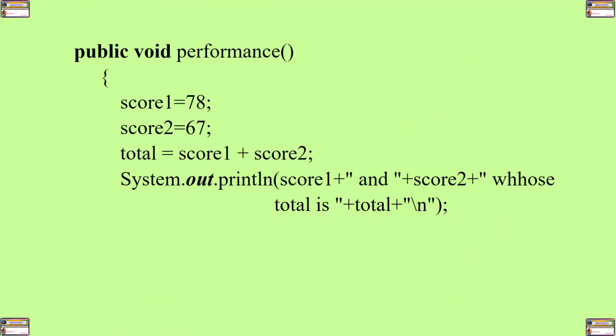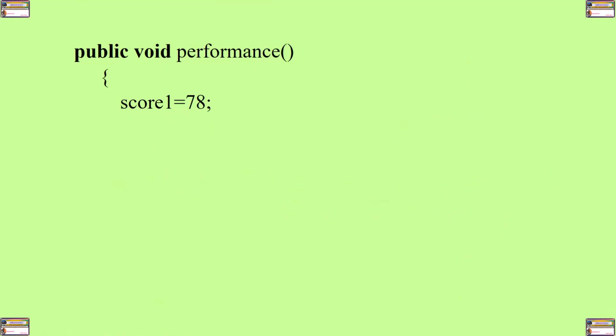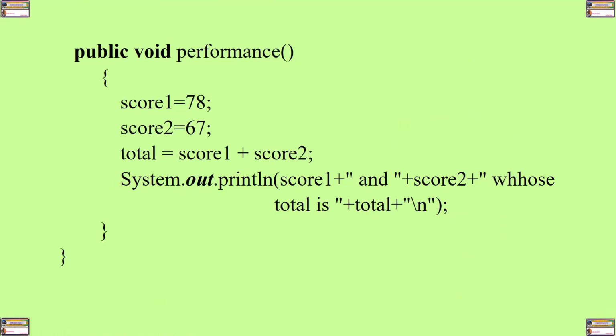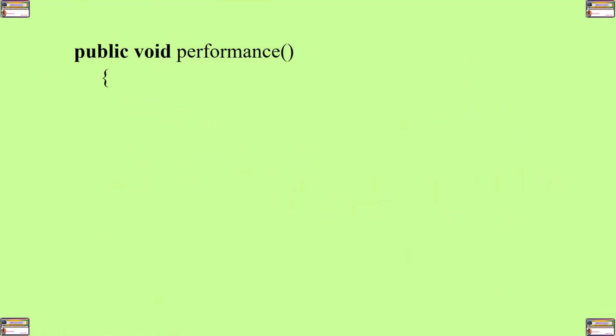And then this statement will be displayed on the screen: Score 1, which is 78, and score 2, which is 67, whose total is the total of the two. So that's what will be displayed. For example, it will read as follows: 78 and 67, whose total is 145. So that's what that method will do. And that will also mark the end of that class.